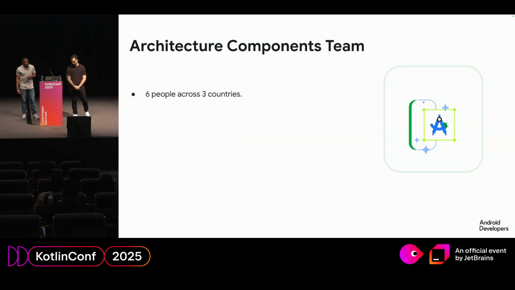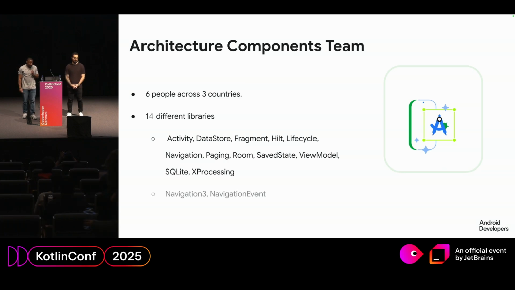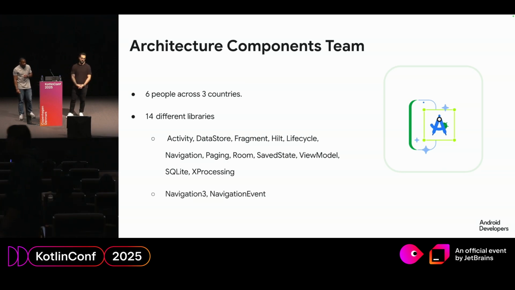So on the Android X architecture components team, we have about 6 different people in 3 different countries. And we own about 12 different libraries, about 10 that we work on consistently. But actually, as of Tuesday, that number jumped to 14 because we released the Navigation 3 and the Navigation Event libraries.